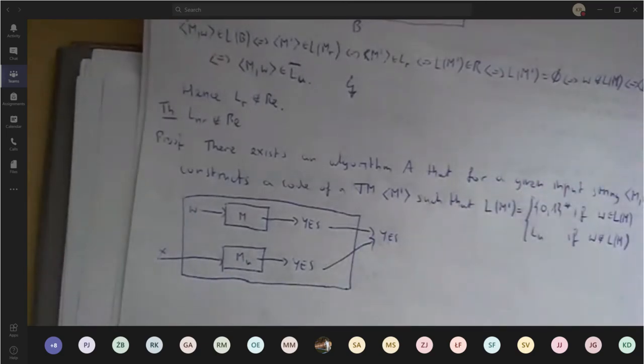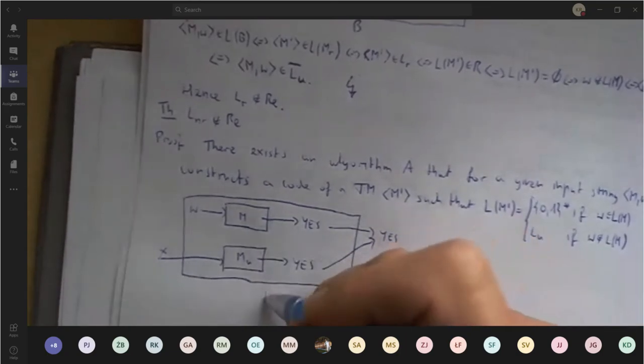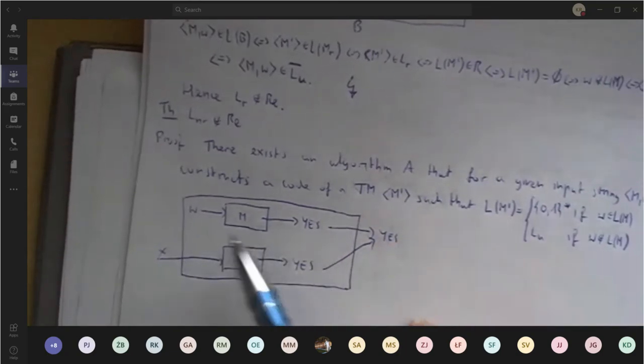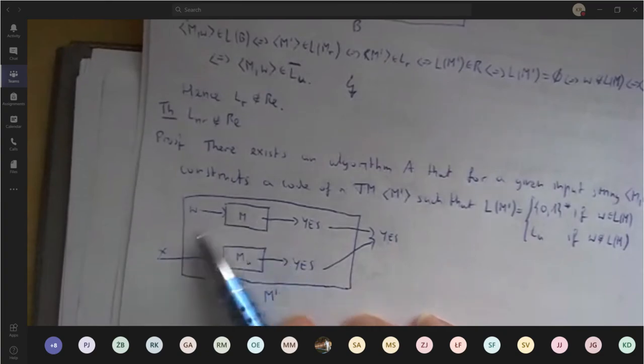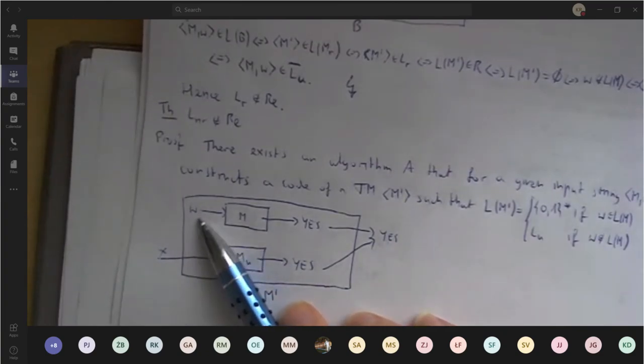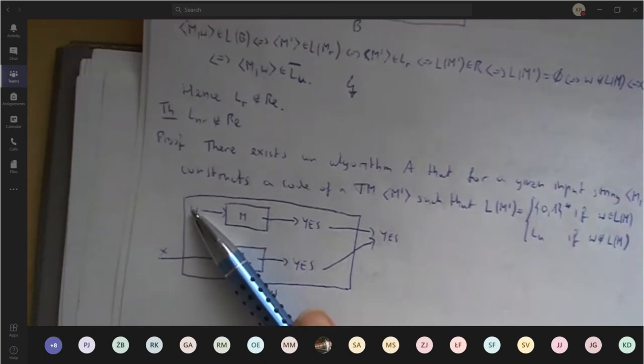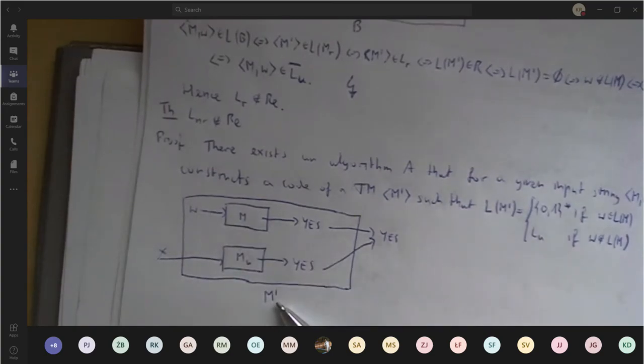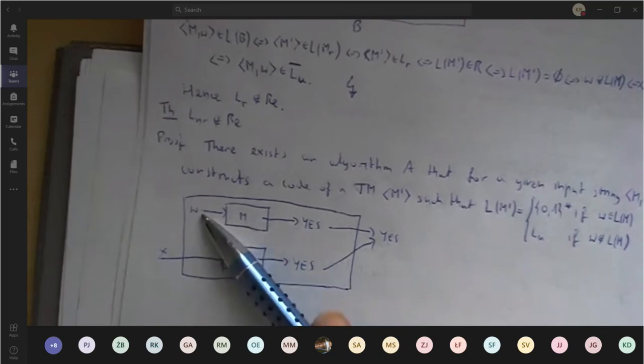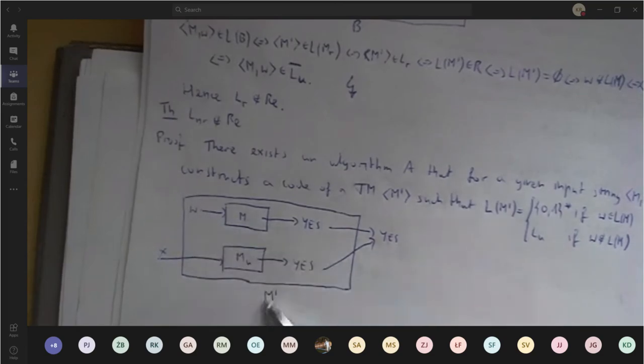Okay, so on the input X, our Turing machine M prime first runs M on W, and if M accepts, then M prime also accepts. So if M accepts W, then M prime accepts any string. So in this case, M prime accepts all strings.